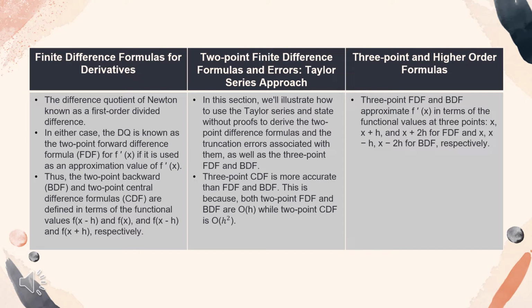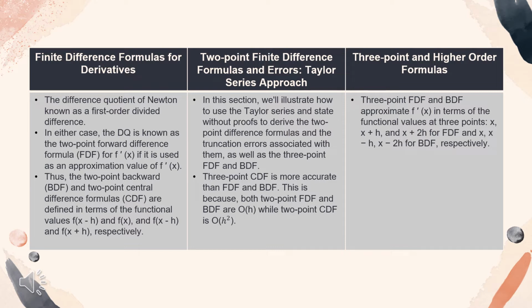Secondly, two-point finite difference formulas and Euler's Taylor series approach. In this section, we will illustrate how to use the Taylor series and state without proof to derive the two-point difference formulas and the truncation errors associated with them, as well as the three-point FDF and BDF.